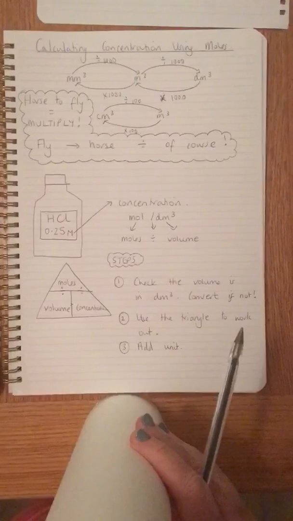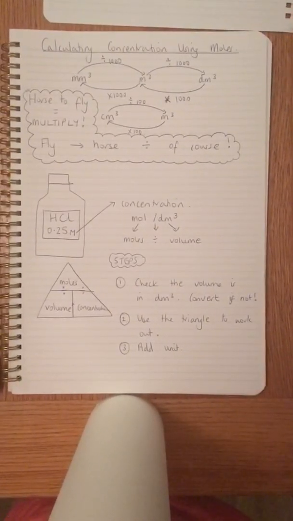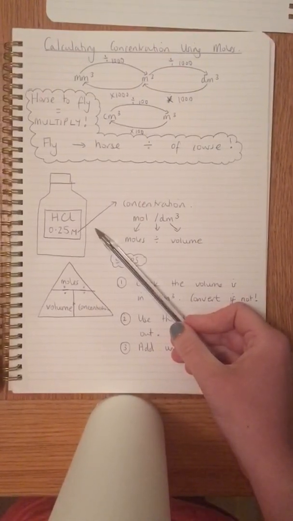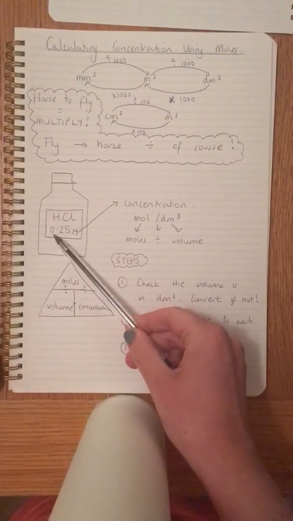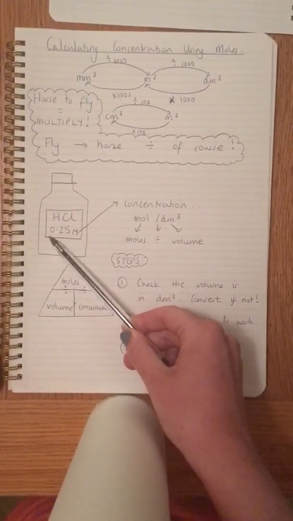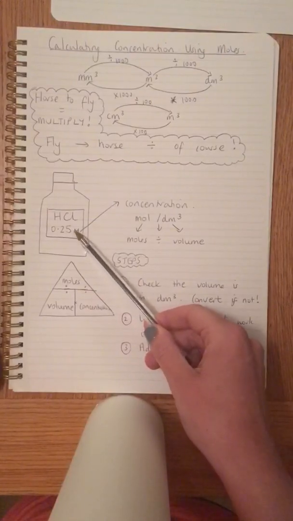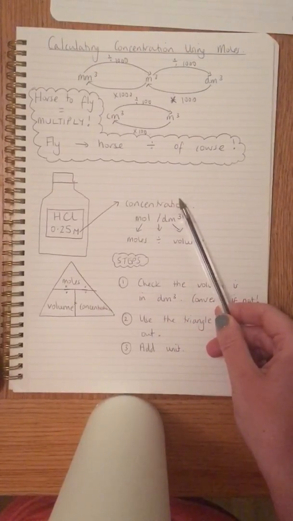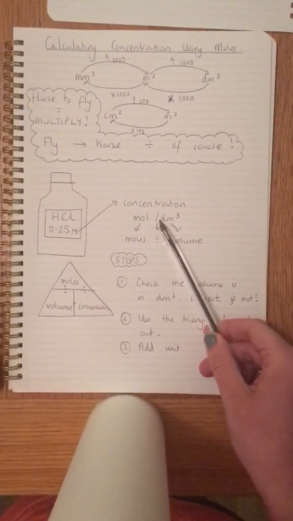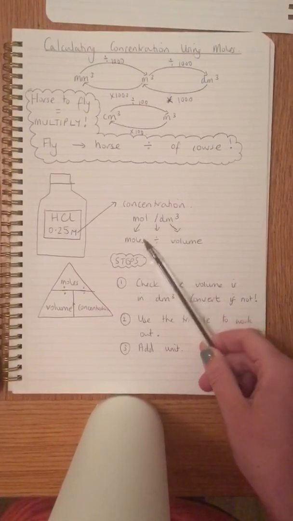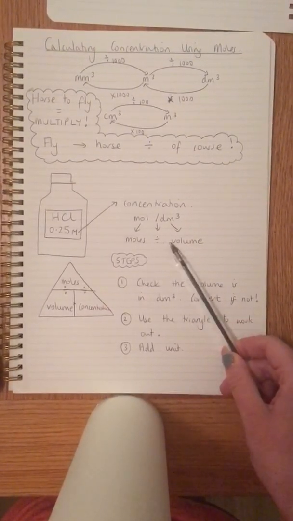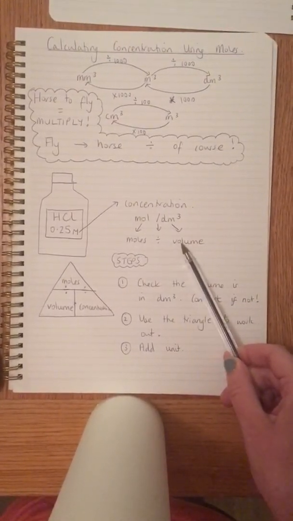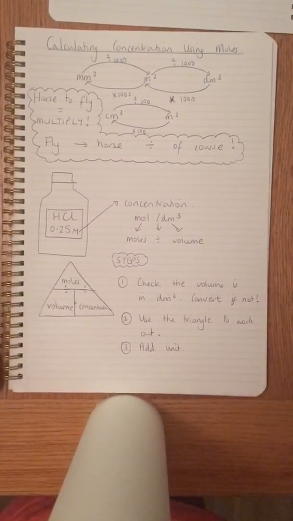So what we're looking at here, calculating concentration using moles, you'll probably have seen this when we've done experiments before. You'll have seen the name of the acid, and underneath on the label there will have been a number. That number is always ended with a capital M. M represents the concentration, and the way we work it out is moles per decimetre cubed. So moles divided by volume. Remember, I've taught you how to do those units before. So moles divided by volume is how we can work out the concentration of something.